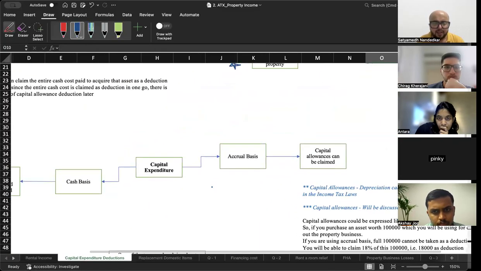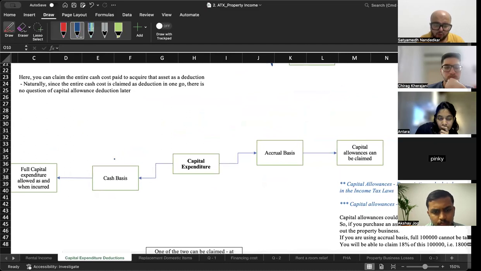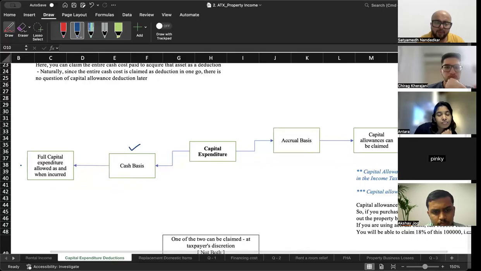Now this capital expenditure could be considered on a cash basis, in which case full capital expenditure is allowed as and when incurred. When you pay, you get a deduction. And then you have the accrual basis. What is accrual basis? In accrual basis, capital allowances can be claimed. Like we have depreciation in financial reporting, we have depreciation in income tax laws, called capital allowances. That is the word they use.